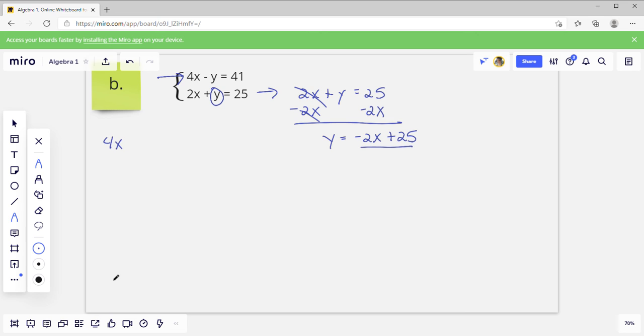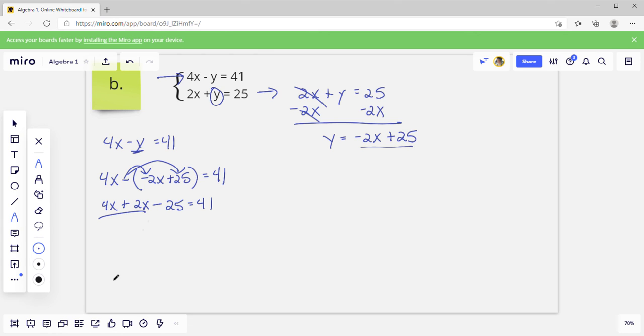Now I'm going to plug that value into this top equation. So I've got 4x minus y equals 41. And I'm going to plug in my y value, not the x value. All right, so 4x minus y, which is negative 2x plus 25, equals 41. Okay, now I'm going to bring down my 4x. Now, when I rainbow this, that's really a negative times a negative makes a positive 2x. So all we're doing is changing the signs in here. That would end up being minus 25 equals 41.